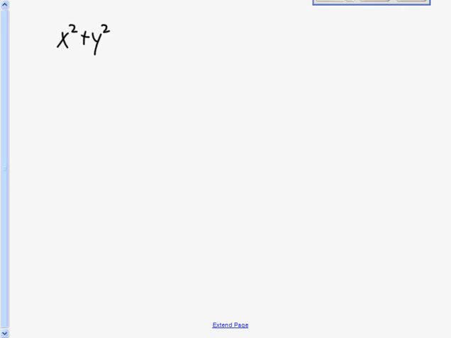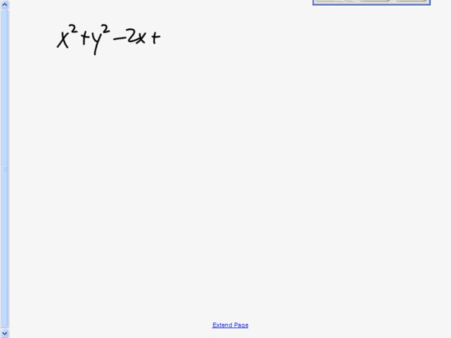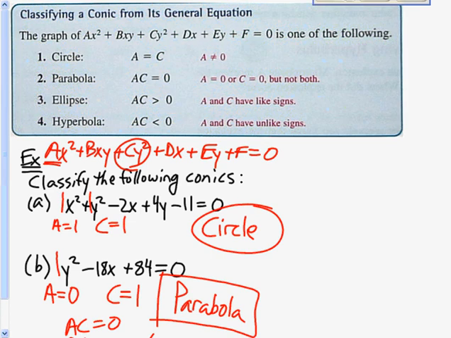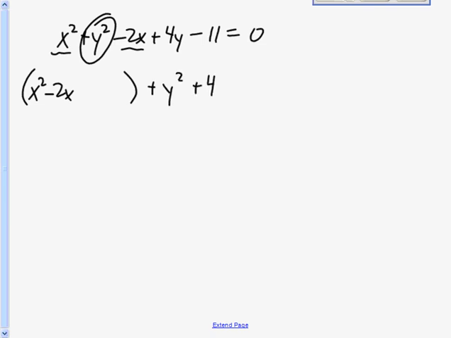X squared plus y squared minus 2x plus 4y minus 11 equals 0. Make sure I got the right equation here. So if you're going to complete the square to put it in the form, what you want to do is take your x squared and your minus 2x, put those together for a minute, and then take your y squared and that 4y together for a minute, and then throw that 11 to the other side. So add 11 here, add 11 here.